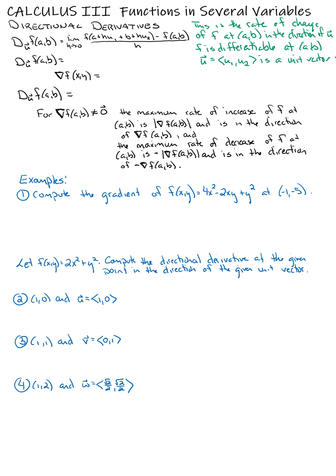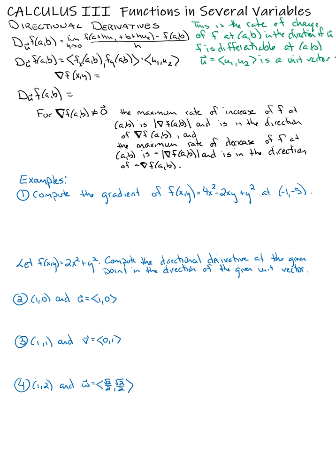It turns out, here I have it again, we could actually write this as taking the vector where the first component is the partial of f with respect to x evaluated at (a, b). The second component is the partial with respect to y evaluated at (a, b). And then we dot that with our unit vector, u1, u2.